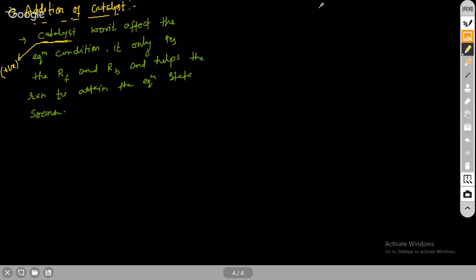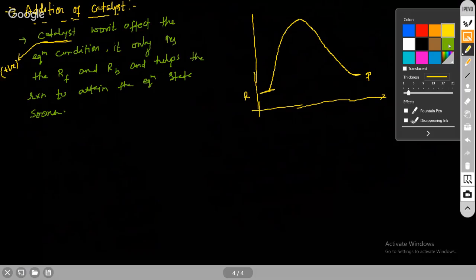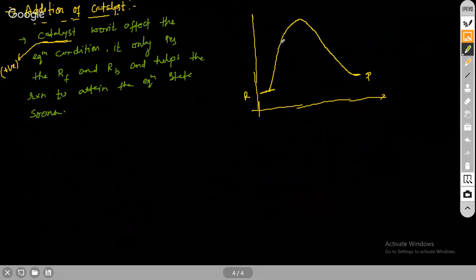If you see the graph over here, suppose this is the graph we have for any reaction. Obviously this is for reactant and this is for product. This graph, the yellow one, is without catalyst. Now the same reaction is taking place with the help of a positive catalyst, and the reaction goes like this. It lowers the activation energy. The initial and final position will be the same, right? But this green one is with positive catalyst.